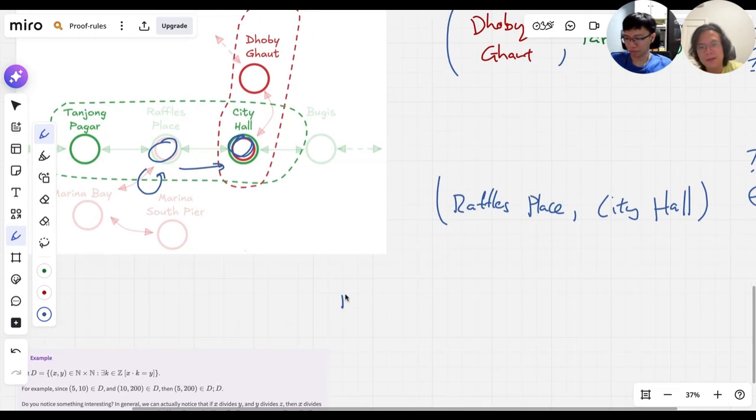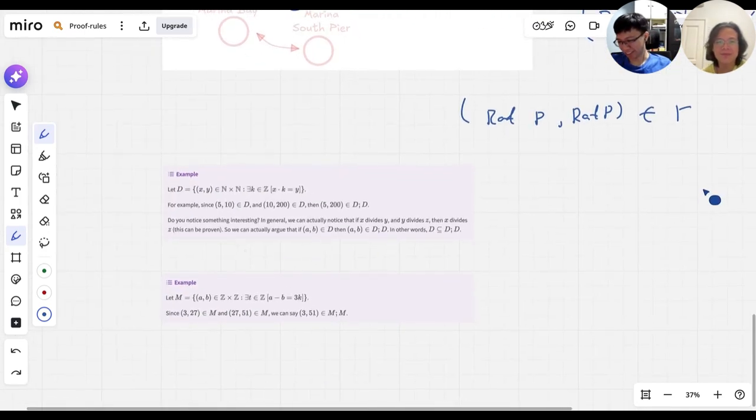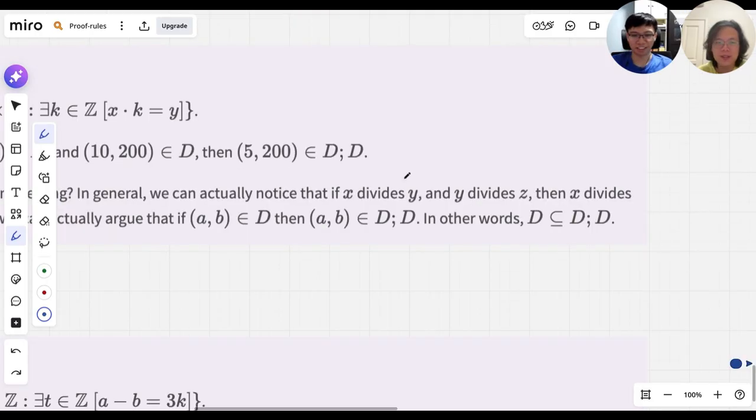For example, we know that Raffles Place, I'm going to call it Raf P, is in E, and we know that Raf P to City Hall is in N. So Raf P to Raf P, and then Raf P to City Hall. So that's E semicolon N, pretty much. Oh, nearly made a mistake. Okay, let's keep going.